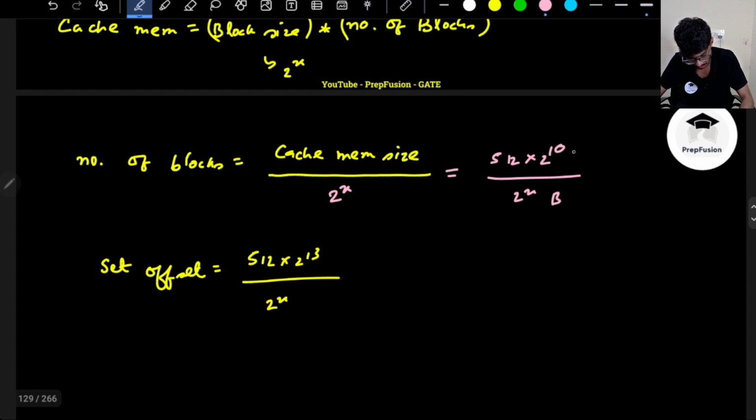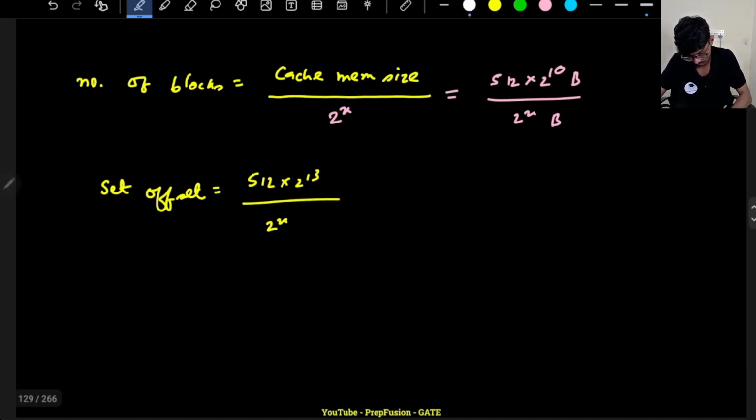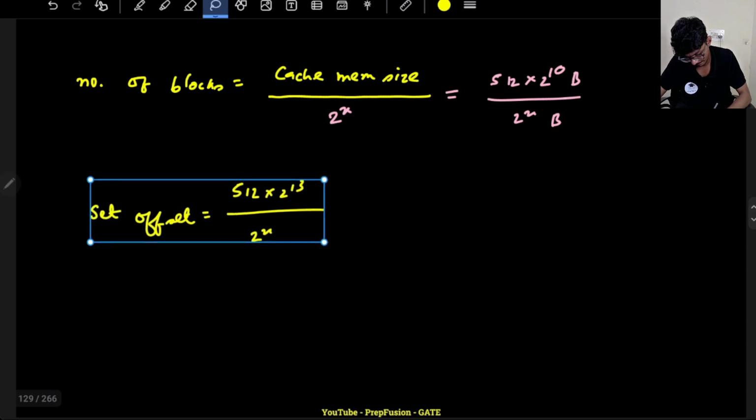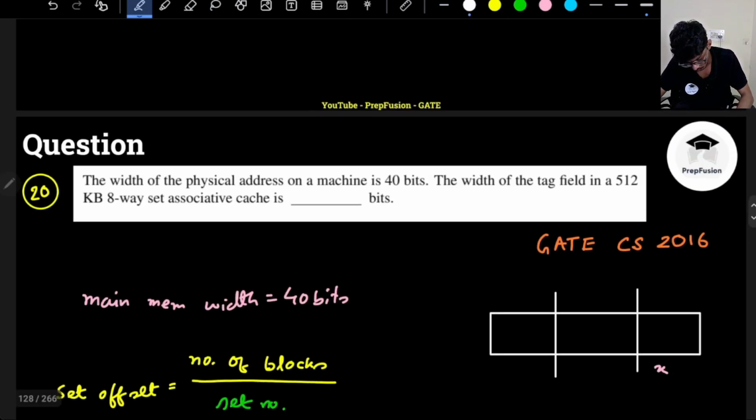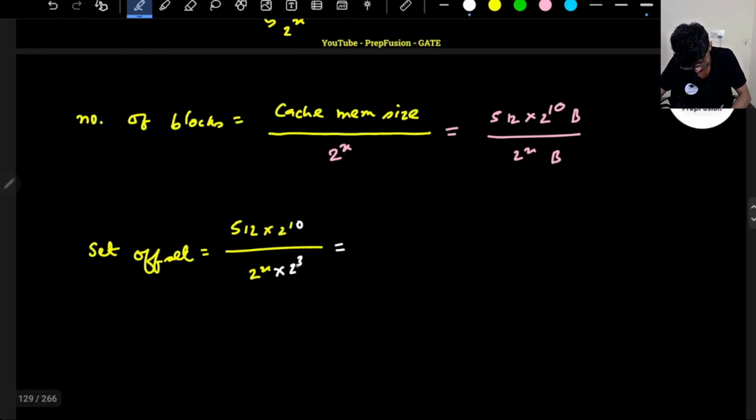So this is bytes and this is also bytes. Okay, so now what we can do is, this will be 0, and the set offset, it is an 8 way set, right? 8 way set is 2 raised to power 3. So it will be 8 divided, this is 2 raised to power 9. So this will be overall 2 raised to power 16 minus x.